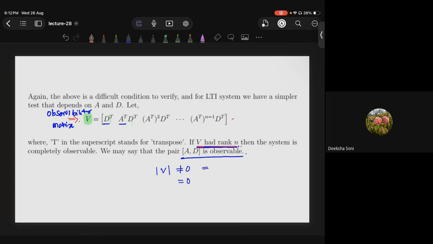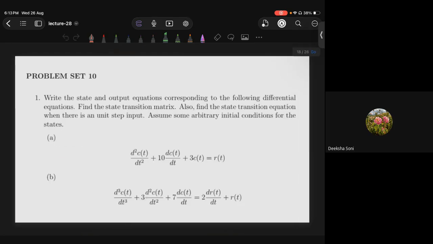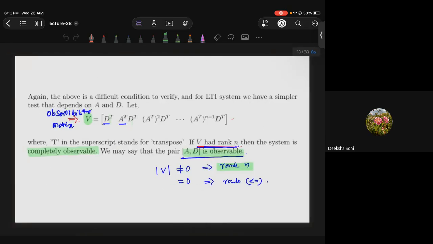If it is not equal to 0, rank is n. If it is equal to 0, rank will be less than n. Clear? So what we require for the system to be observable is full rank. Then we say that the pair A, D is observable, or the system is completely observable. Clear? So again, I can give one example. You will understand much better.